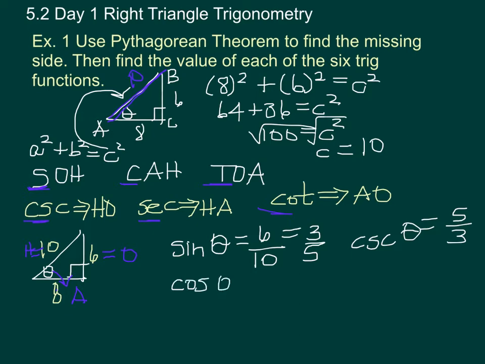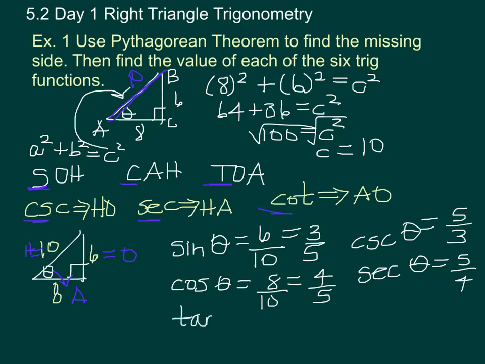Cosine theta, that's adjacent, which is 8 over your hypotenuse. Reduce it, 4/5. Secant is the reciprocal, so you just do 5/4. Tangent, O over A. 6/8. Reduce it, 3/4. Cotangent, reciprocal, 4/3. And those are your 6 trig functions.